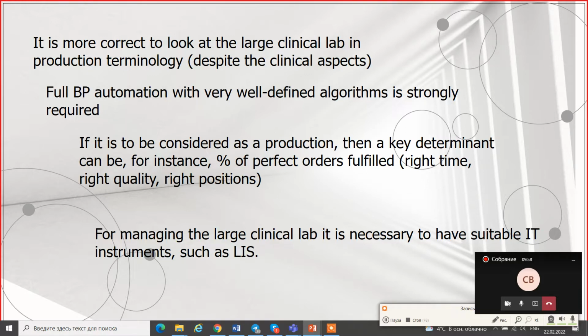In supply chain, there is a key aspect: the percent of the orders that have been fulfilled on time, in the right quality, to the right place, and with the right complexity. The closer it is to 100%, the better our supply chain or production works. Completely the same thing is more than appropriate for the clinical lab.